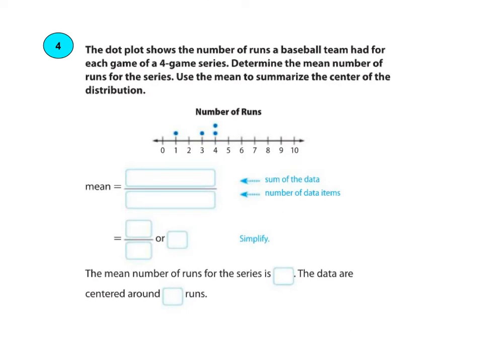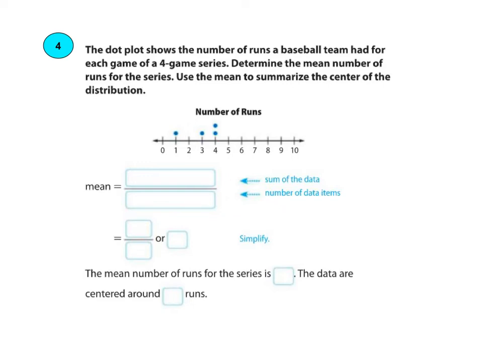For example 4, it says the dot plot shows the number of runs a baseball team had for each game of a 4-game series. Determine the mean number of runs for the series. Use the mean to summarize the center of the distribution. At this time, I'd like you to pause the video and take a few minutes to see if you can work out this problem on your own.